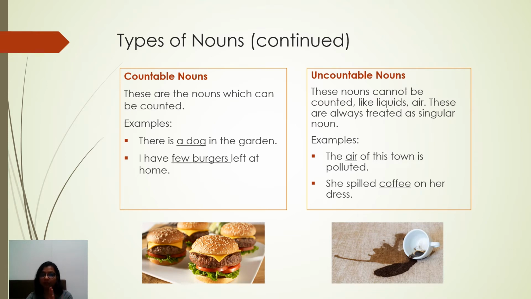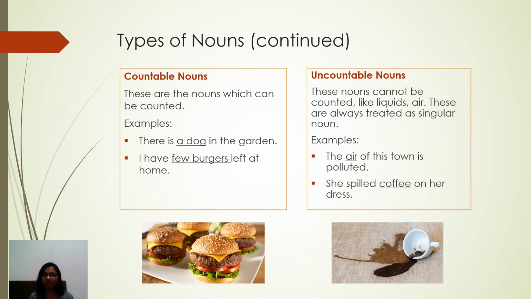So that comes under few burgers, and burger is something that we can count, irrespective of, suppose if I have 20 burgers, I can still go ahead and say I have 20 burgers at home, and we can count them. The uncountable nouns are those which cannot be counted. Example, you have liquids, air, you cannot count those and we treat them as singular nouns.